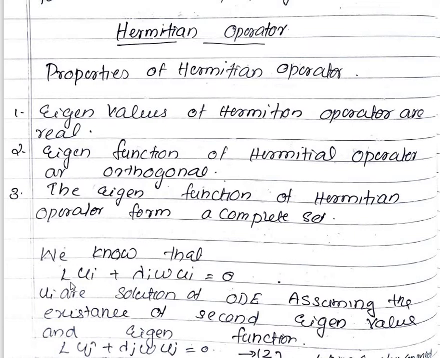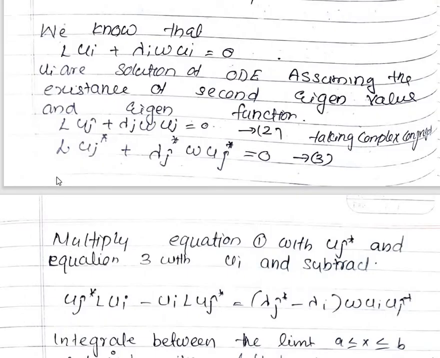First let us consider our eigenvalue equation, L ui plus lambda i w ui equal to 0. The ui are solutions of ordinary differential equations. Assuming the existence of a second eigenvalue and eigenfunction, uj, L uj plus lambda j w uj is equal to 0. When we take the complex conjugate of this, we get L uj star plus lambda j star w uj star equal to 0. We multiply equation 1 with uj star and equation 3 with ui, and subtract.